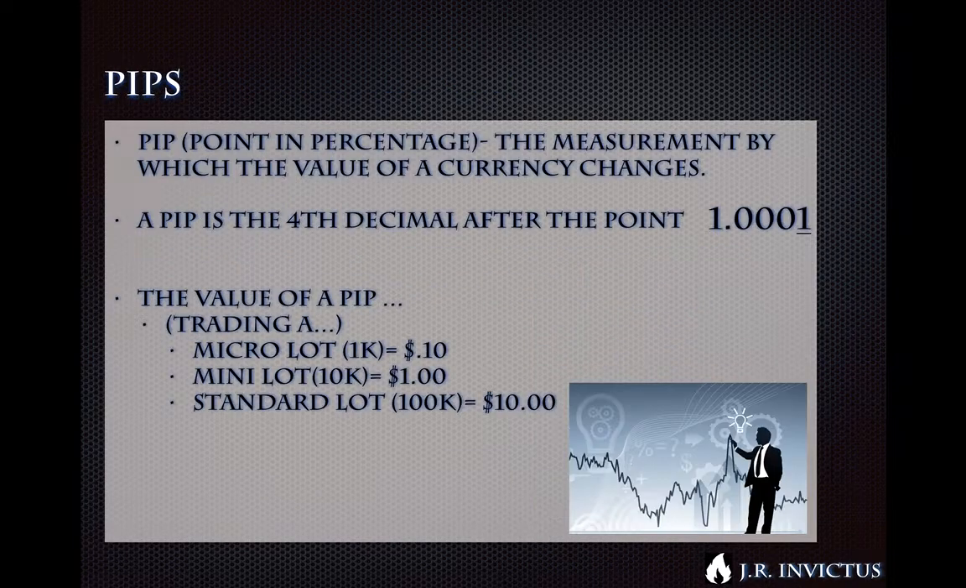Remember that. So a pip is the value by which the value of a currency either goes up or down. It's a very small number. It's the fourth decimal after the point. So in order to take advantage of maximum profits, you have to trade larger lot sizes, okay?